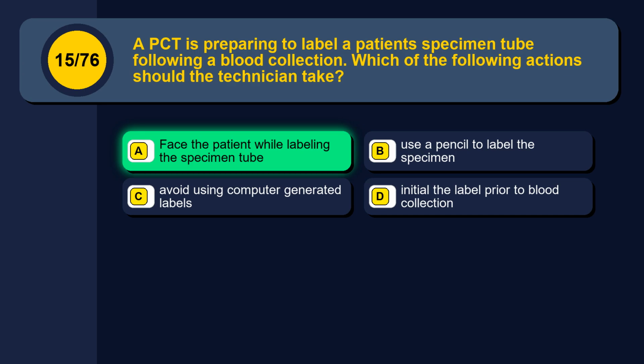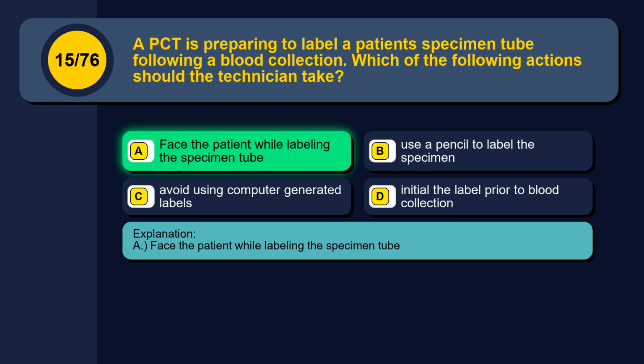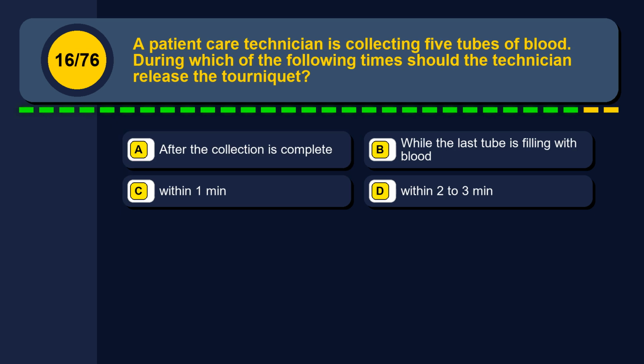The correct answer is option A, face the patient while labeling the specimen tube. Question 16. A patient care technician is collecting 5 tubes of blood. During which of the following times should the technician release the tourniquet? Option A, after the collection is complete. Option B, while the last tube is filling with blood. Option C, within 1 minute. Option D, within 2 to 3 minutes.